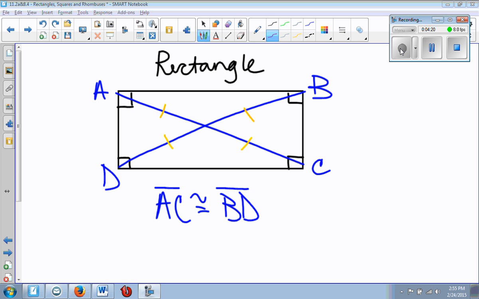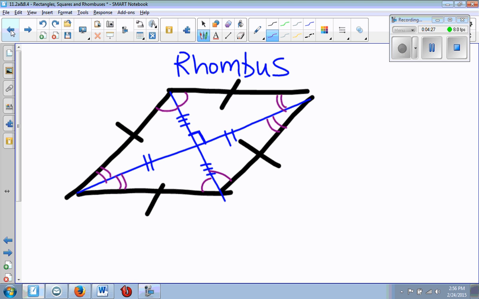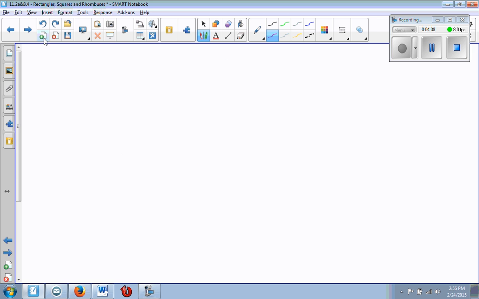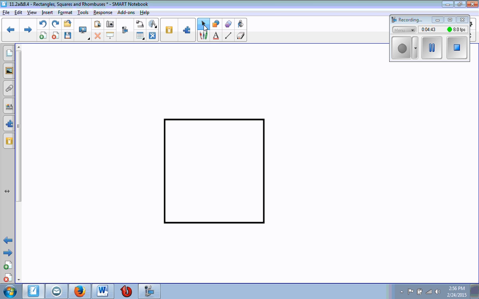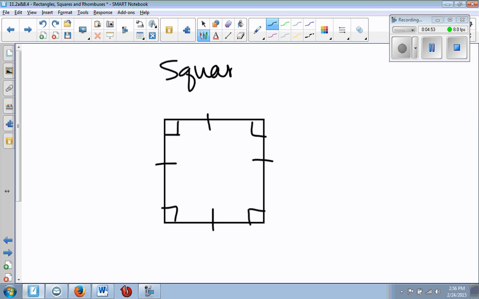So a rectangle has all of those properties of a parallelogram and the fact that the diagonals are congruent to each other. A rhombus has all of the properties of a parallelogram on top of the fact that the diagonals are perpendicular and the diagonals bisect the opposite angles. So the last one that we're going to talk specifically about today is a square. And a square is special because not only does it have four right angles, but it also has four congruent sides. So again, this would be like if a rhombus and a rectangle had a baby, their baby would be a square.